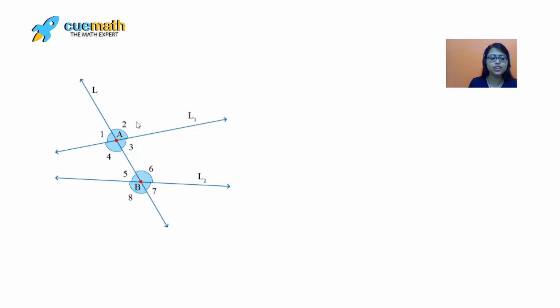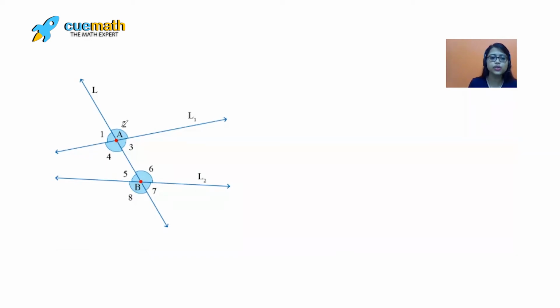Okay. So here in the figure, you can see there is a transversal. Let me say that L is a transversal which is cutting two lines L1 and L2 at two distinct points A and B. Okay. So from this, we can get 8 angles. You can see angle 1, 2, 3, 4, 5, 6, 7, 8. Okay, now let us understand how we can categorize these angles.